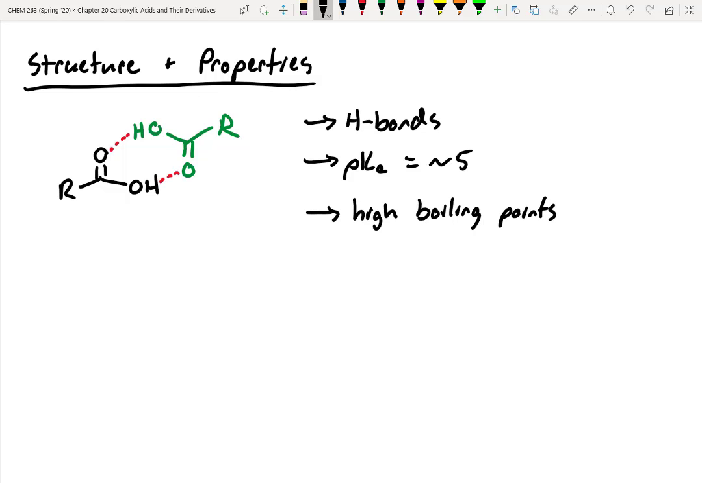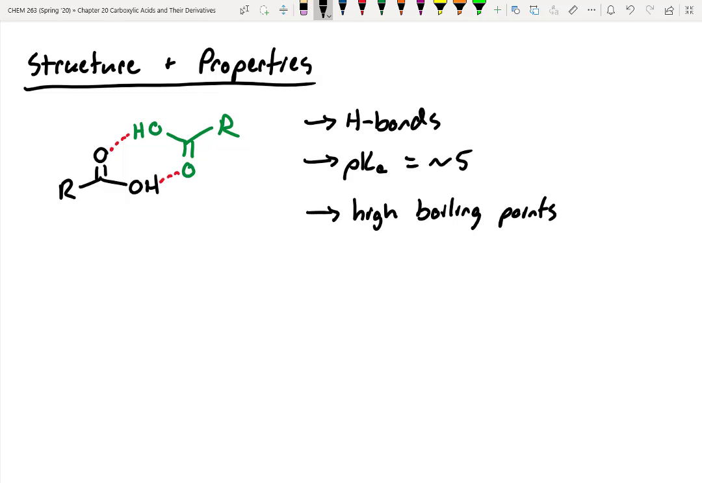Typically, if you've got more intermolecular forces like this, where hydrogen bonding is occurring between multiple molecules, it's going to take more energy to rip them apart and get them into the gas phase. So that's just kind of our generic overview of the structure and properties of carboxylic acids.